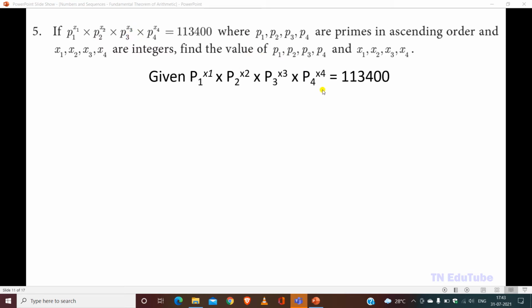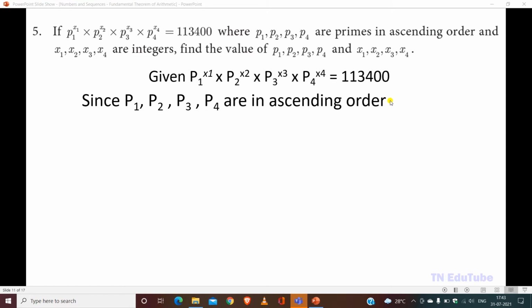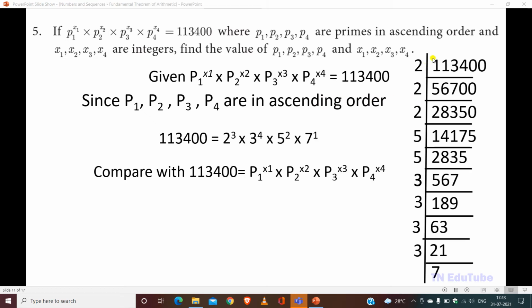Let's factorize this number. P1, P2 are in ascending order. So we can factorize like this. 1,13,400 is divisible by 2. So you get 5 2s are 10, 6 2s are 12, 7 2s are 14. Then double zeros. Again 2. 2 2s are 4, 8 2s are 16, 3 2s are 6, 5 2s are 10, 0. Again divisible by 2. 1 2 is 2, 4 2s are 8, 1 2 is 2, 7 2s are 14. Then balance 1, 5 2s are 10.